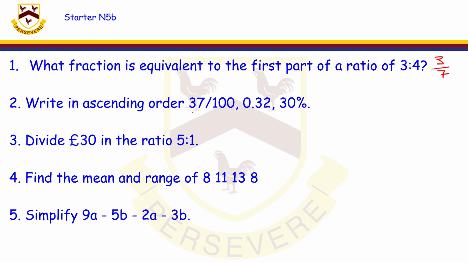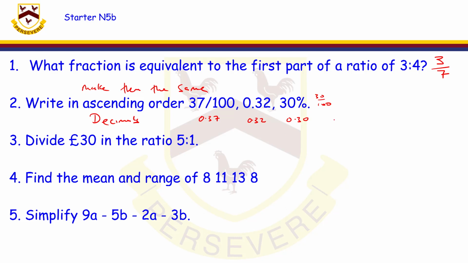Now we can't compare them unless we make them the same. So I'm going to use decimals. I prefer to use decimals. 37 out of 100 is going to be 0.37. 0.32 just stays as it is. And then 30% is 30 out of 100, so that's going to be 0.30 or 0.3.